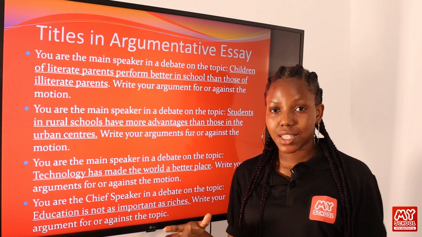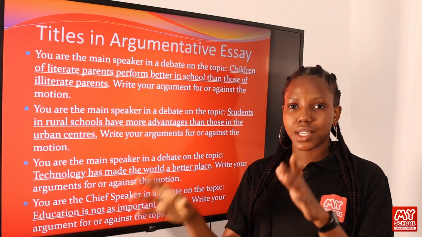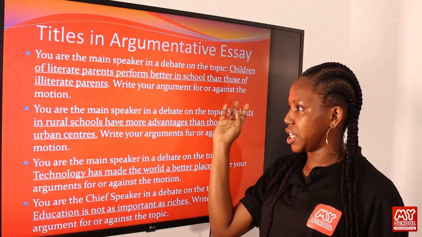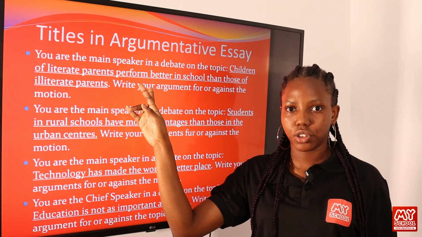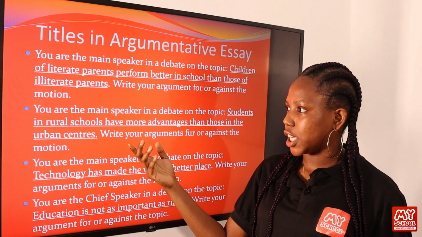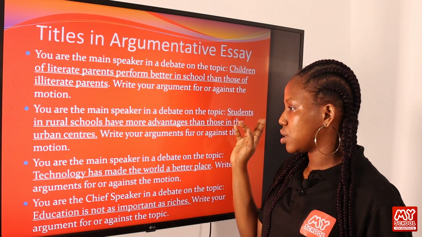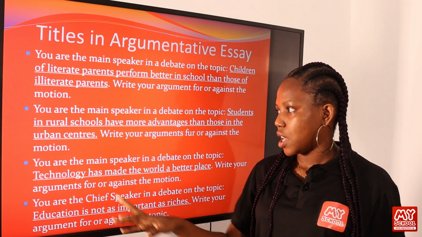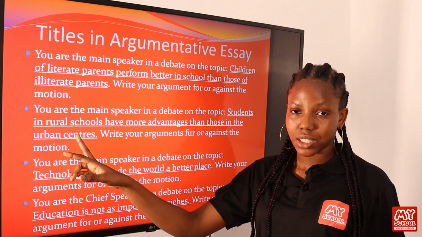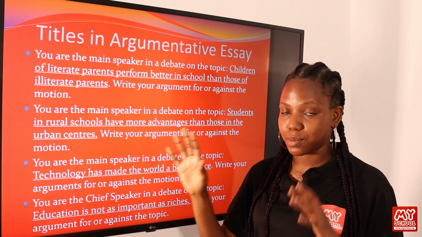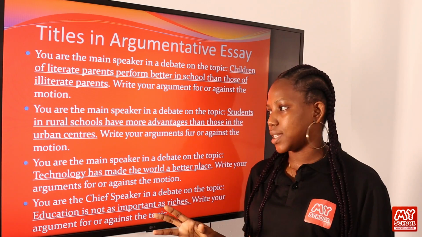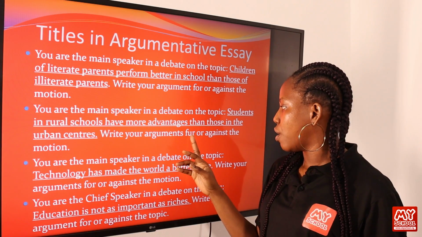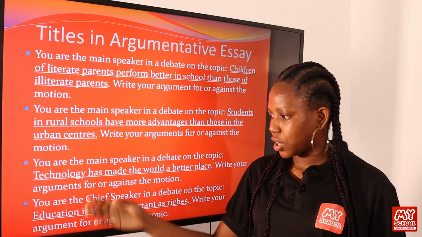Even if you are against the topic or you are supporting the topic, just present it the way it has been written. So this is the title. Write your argument for or against the motion. So you can see your instruction here. Number 2, we have another example. You are the main speaker in a debate on the topic, students in rural schools have more advantages than those in urban centers. So you can see the title underlined. This is the title, so you have to write it the way it has been written as the title of your essay. So you can see the instruction, write your argument for or against the motion. So you can see other examples.